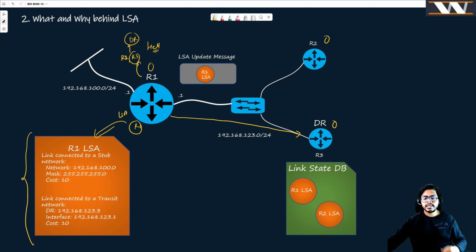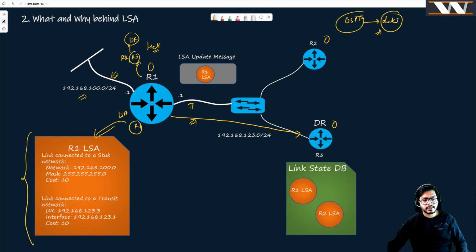So what is happening in the OSPF protocol? Every router generates information about its links. Here, its links means it has only two links. One is 192.168.100.0 and the other one is 192.168.123.0. This one is the stub link, and this one is the transit link.